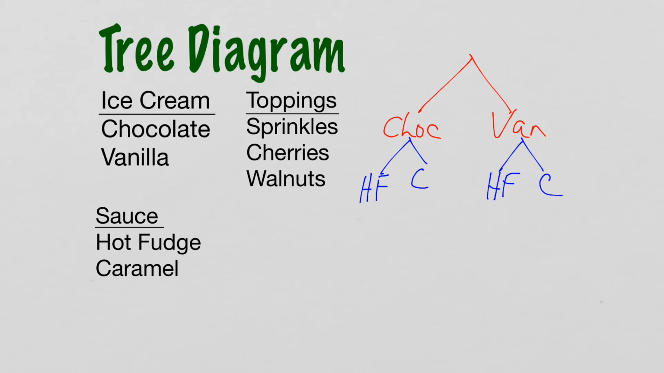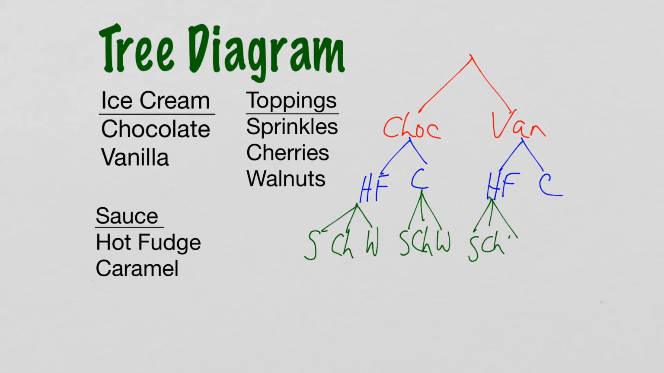Now there's 3 toppings, so for each of these, you need to branch off 3 times. Right now I'm looking at chocolate ice cream with hot fudge, and then I'm going to choose one of 3 toppings. I'm going to just do S for sprinkles. I'll do CH for cherries, because I already used C for caramel, and W for walnuts. But I could also have those toppings on any of these other combinations. So sprinkles, cherries, walnuts, for each one.